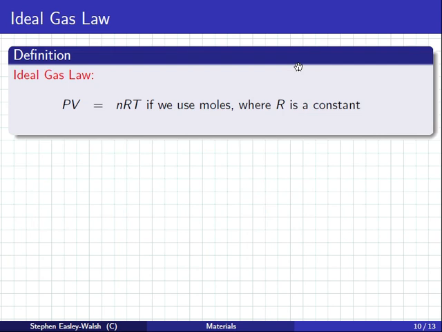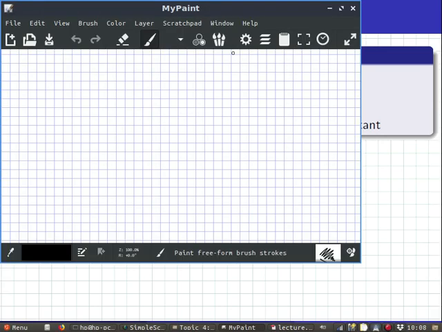Ooh, we got it. Okay, here we go. So you got these two formulas last time, yeah? So you notice that in the first case we're using moles, and the second case we're using number of molecules.